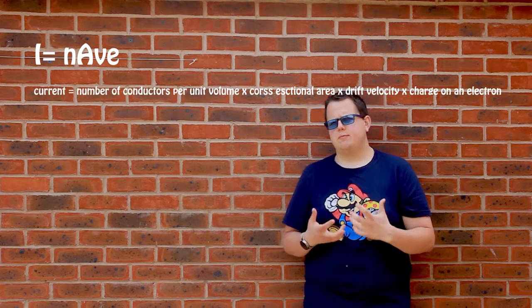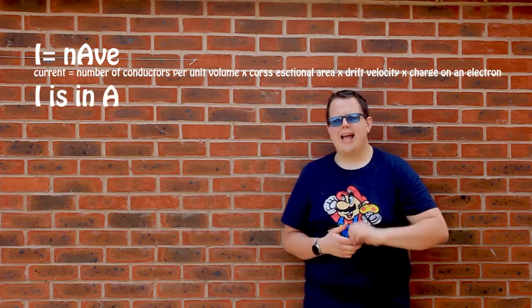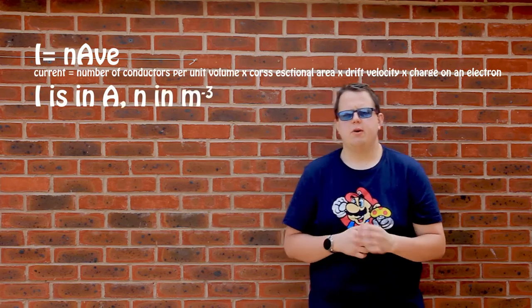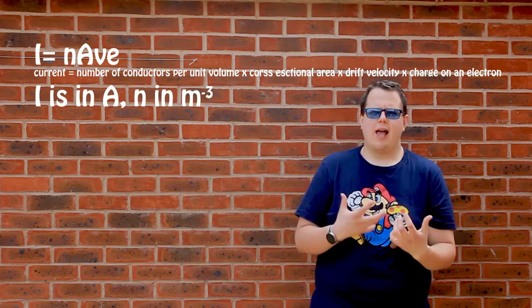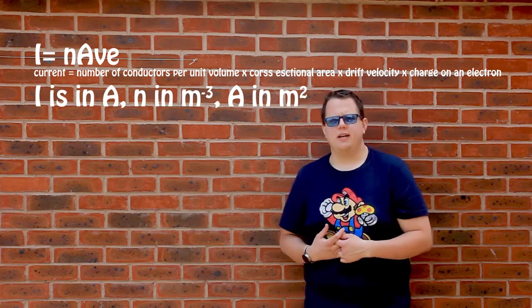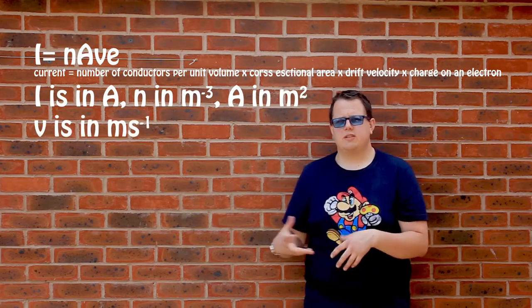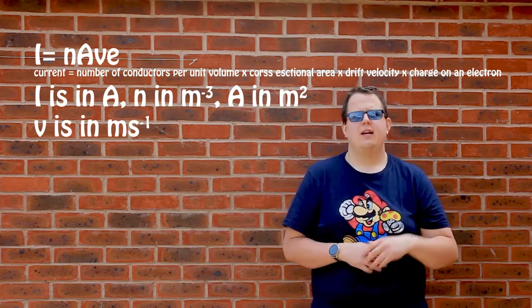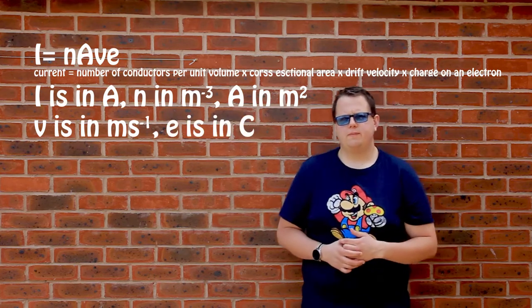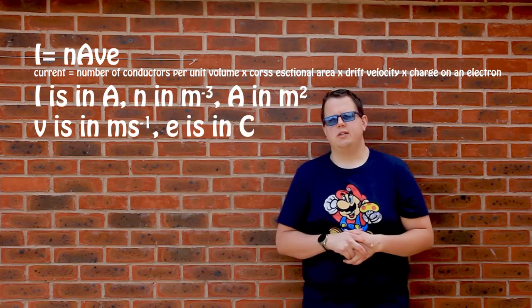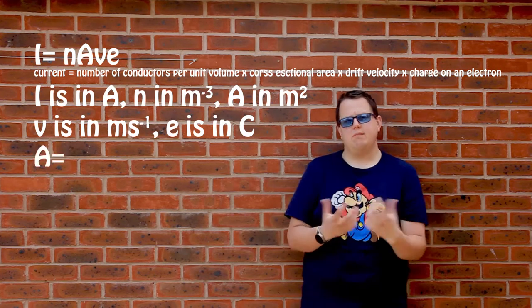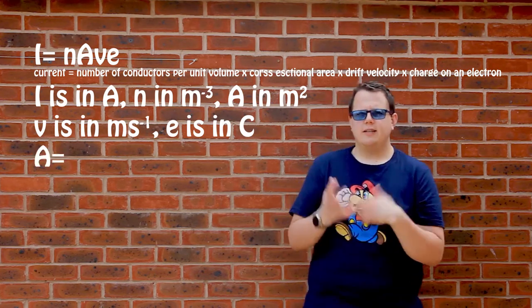So, current is measured in amps. n is measured in per meter cubed. A, area, is measured in meters squared. v, the velocity, is measured in meters per second. And e is measured in coulombs. So the left hand side of our equation, that's already in base units, that's in amps. The right hand side needs a little help.